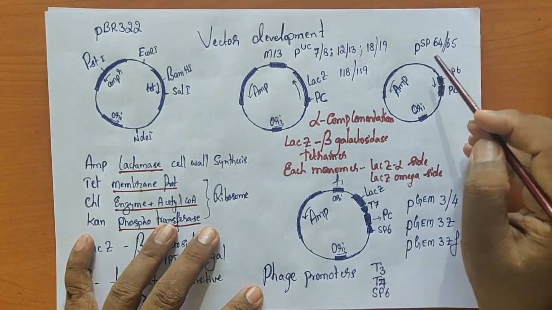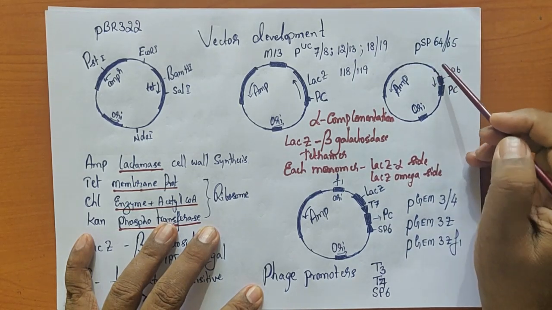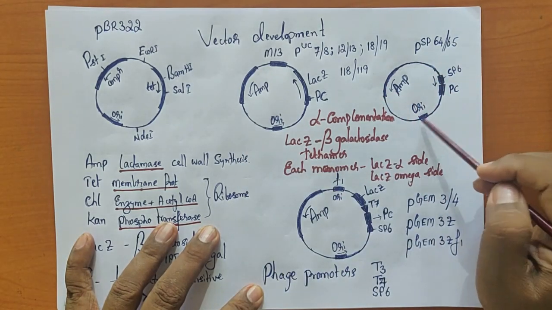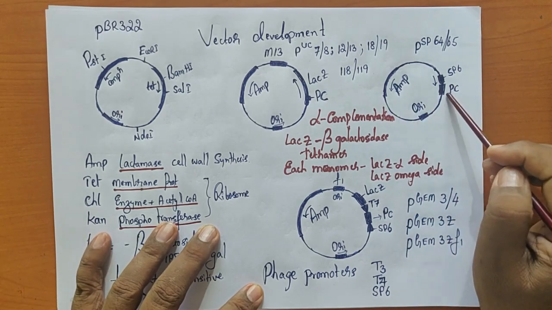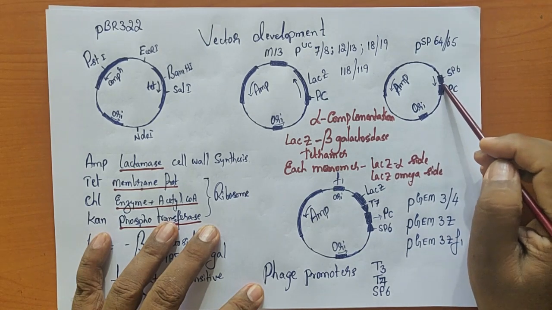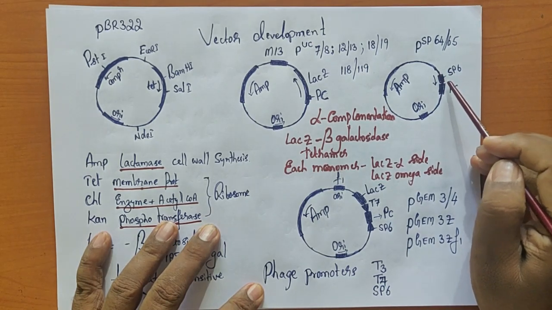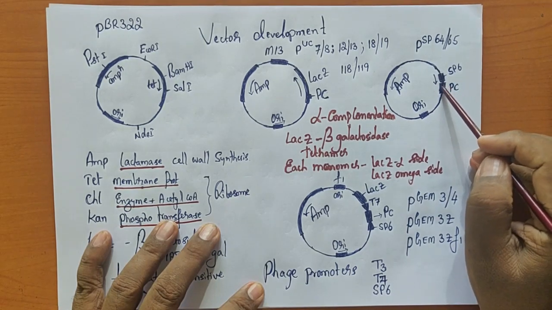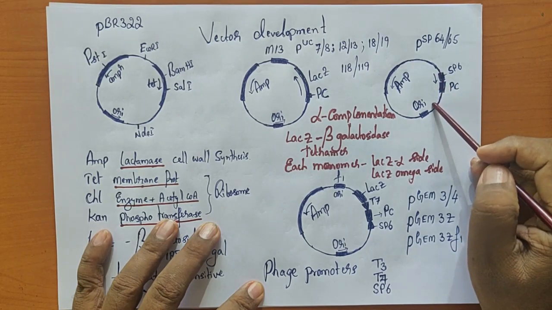So now here we have pSP64 and 65. In this pSP64 and 65, what we have is a typical pBR322 plasmid with an origin of replication, and then we have an ampicillin resistance gene. Then we have a polycloning site. Strategically next to that polycloning site, we have introduced an SP6 promoter. So now here we have to introduce the gene of our choice for expression in this region and make sure that this one is going to be operated in this way.